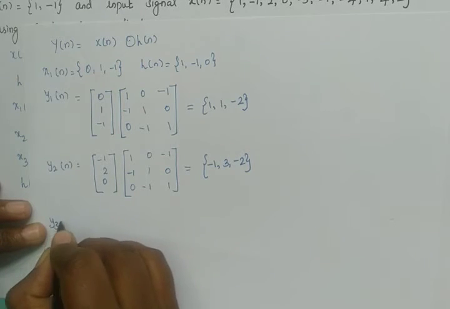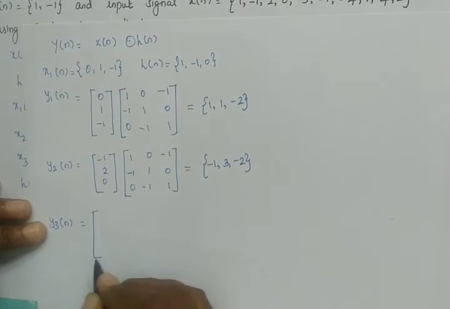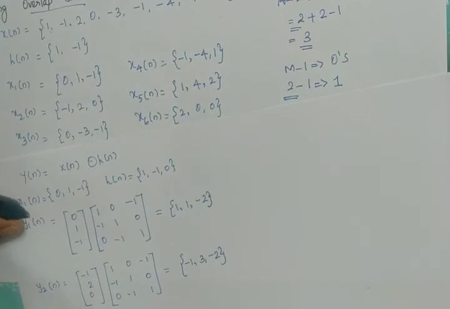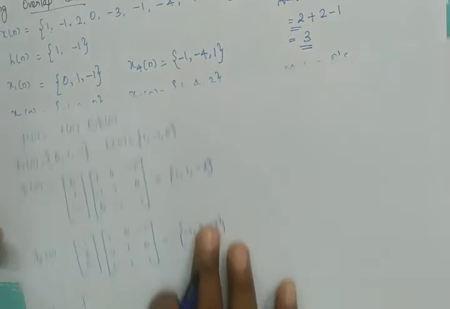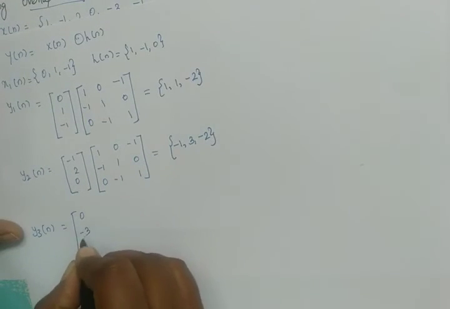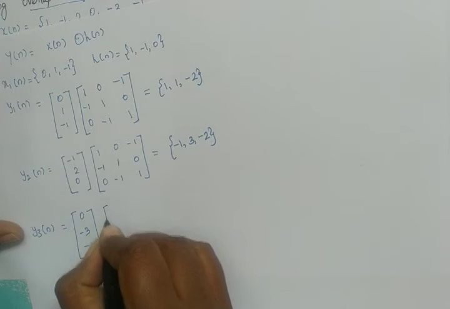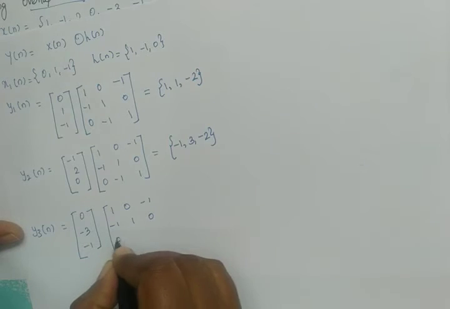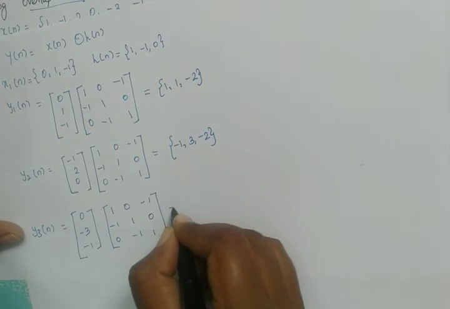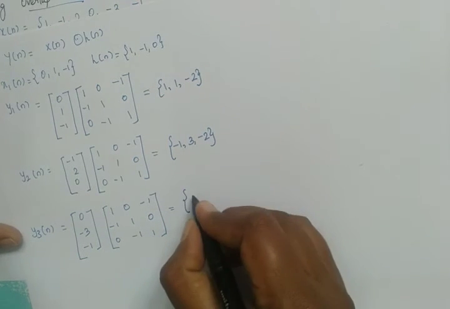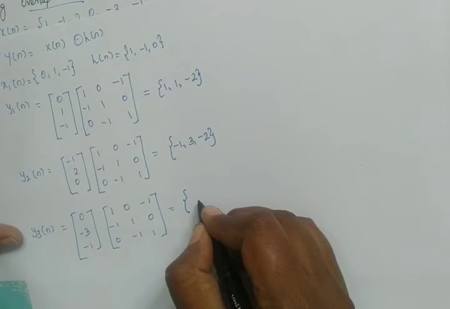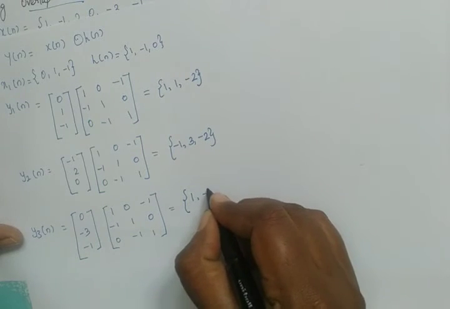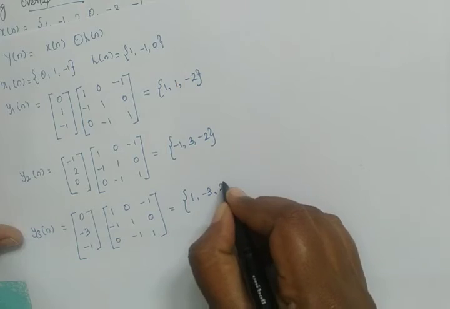Now what is y3 of n? x3 of n is equal to 0, minus 3, minus 1. Now what is the answer here? 1, 0, minus 1, minus 1, 1, 0, 0, minus 1, 1. Which is equal to, what is y3 of n? Now do this multiplication. So 1, minus 3, here it is 2.